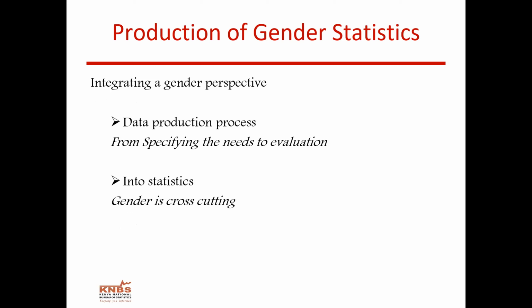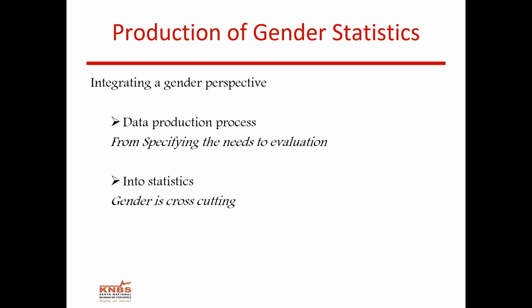There are two key elements in this. First and foremost, how do we integrate a gender perspective into the data production process? In the entire data value chain, right from where you're specifying your needs to where you're doing evaluation, how do you ensure that gender perspectives are integrated in the process? And secondly, since gender is a cross-cutting issue, we need to appreciate the multidisciplinary nature of gender statistics.